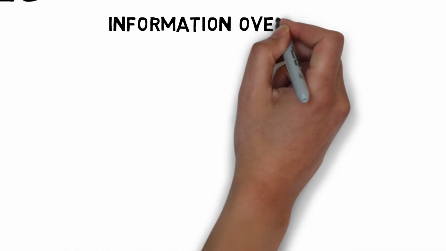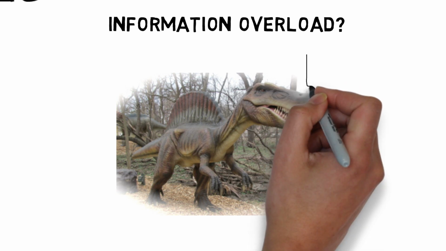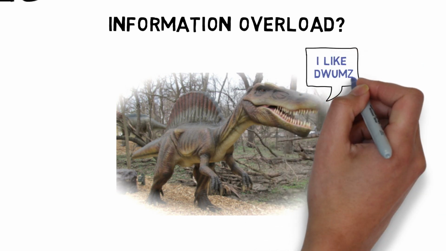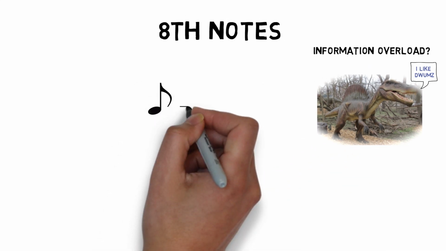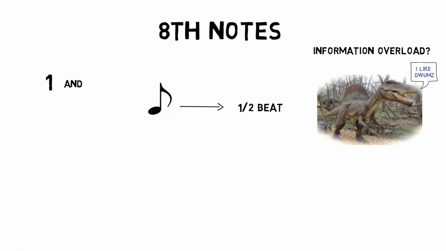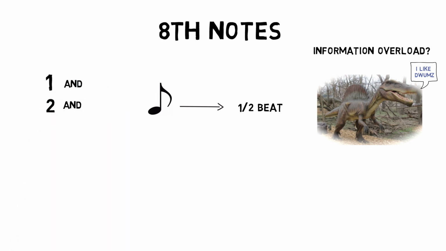Next, let's look at 8th notes. Up until this point, we have dealt with full counts, meaning 1, 2, 3, and 4. Now, we will start to divide up those counts. The 8th note gets a half of the beat. We count it like this: 1 and 2 and so on.